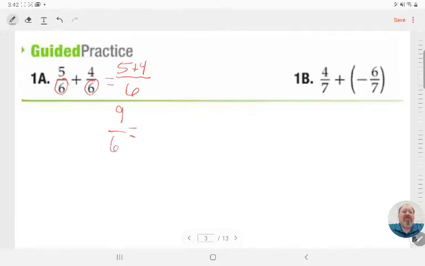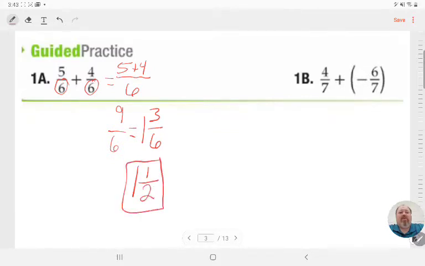Now, we need to simplify that down. 6 can go into 9 one time, and that leaves me with a remainder of 3. So that's 3 over 6. Now that 3 over 6 could be simplified down. 3 goes into 3 one time, and 3 goes into 6 two times. So 1 and 1/2. Okay?